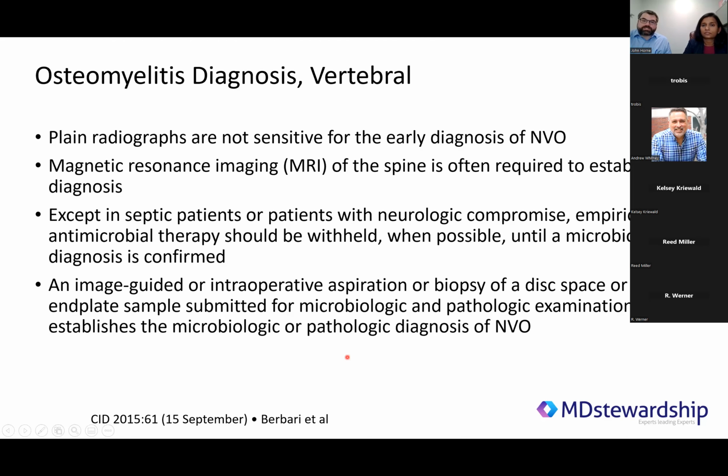And then as far as diagnosis of vertebral osteomyelitis, we talked about this a little bit. X-rays, not that great. MRIs are really what should be planned for. And then except in septic patients or patients with neurologic compromise, empiric antimicrobials should be withheld if possible until you can get a sample for culture. Image-guided or intraoperative aspiration or biopsy, if you're able to do that, would be the best thing to do.